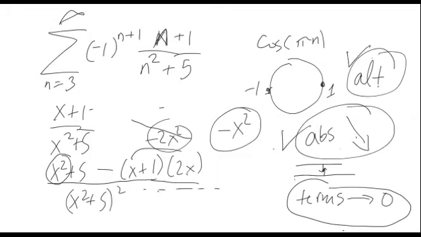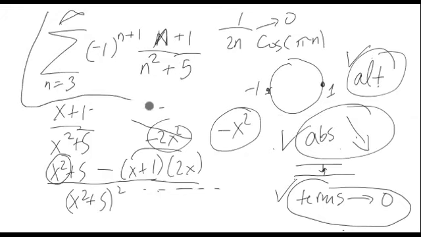Do the terms go to 0? Well, if we take the limit as n goes to infinity, the bottom has a higher degree than the top, so it should go to 0. In fact, with L'Hopital's rule, you could see that the derivative of the top is 1 and the derivative of the bottom is 2n, and as n goes to infinity, yes, this goes to 0. So the terms go to 0 as well. All three things are satisfied, which means that this series, even without knowing what the sum is per se, we just know that it converges.